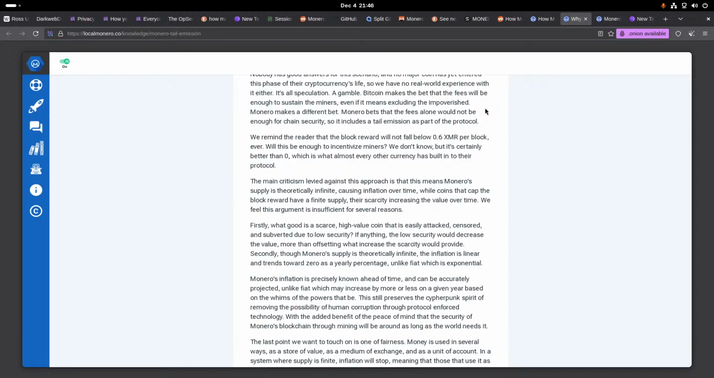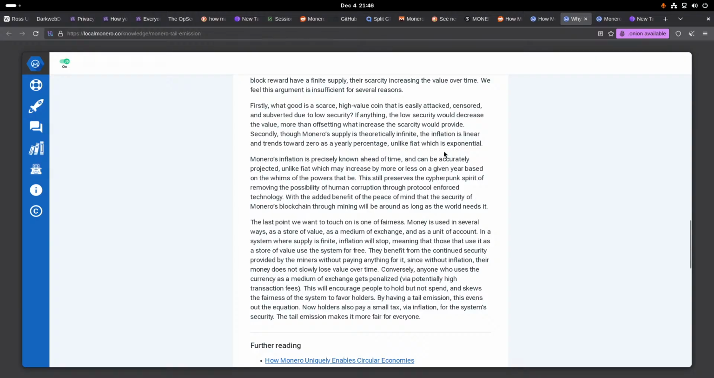Okay. The main criticism leveled against this approach is that it means Monero's supply is theoretically infinite, causing inflation over time. Okay, for several reasons. Firstly, that's true. Monero's inflation is precisely known ahead of time and can be accurately projected, unlike fiat, which may increase more or less in any given year based on the whims of the powers that be. This still preserves the cypherpunk spirit of removing the possibility of human corruption through protocol and forced technology, with the added benefit of peace of mind that the security of Monero's blockchain, through mining, will be around for as long as the world needs it.